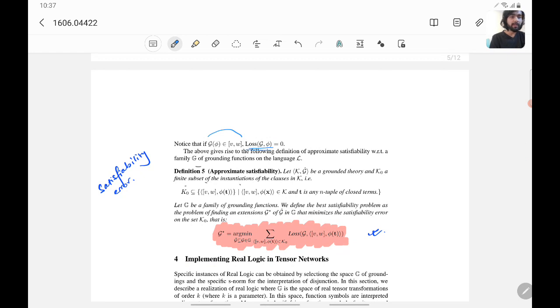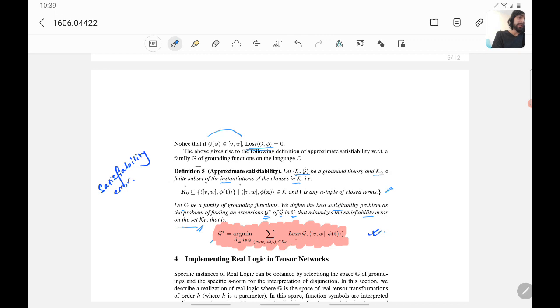So given the above definition, now we can define approximate satisfiability. Given a grounded theory and a finite subset of the instantiations of the clauses in K, where K0 is a subset of it, and if G is a family of grounding functions, we define the best satisfiability problem as the problem of finding an extension G star of G cap in G that minimizes the satisfiability error on the set K0. K0 is the instantiations, and G star is the minimum given the loss.